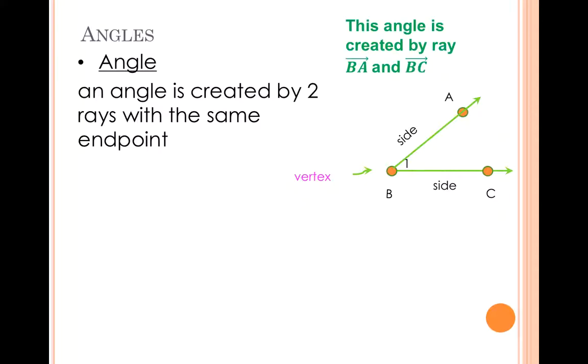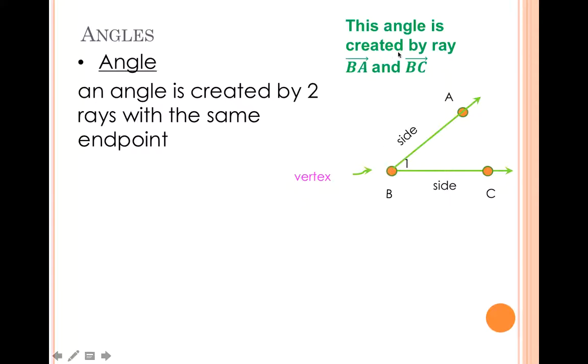So looking here, this is an angle created by ray BA. So ray BA starts at point B, this is its start point, and then it heads off in this direction forever and crosses through point A. So we call this ray BA. And this little symbol above here kind of looks like what a ray looks like.